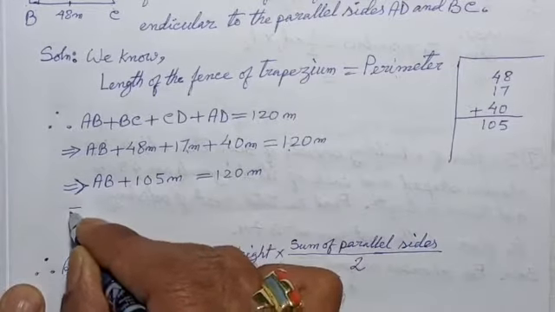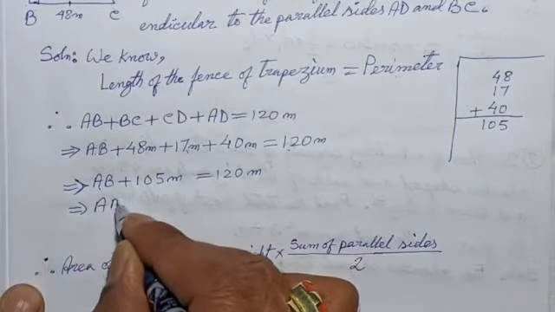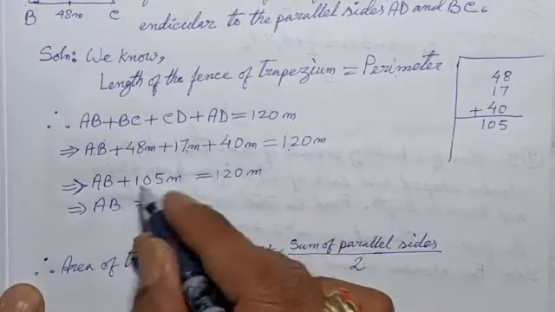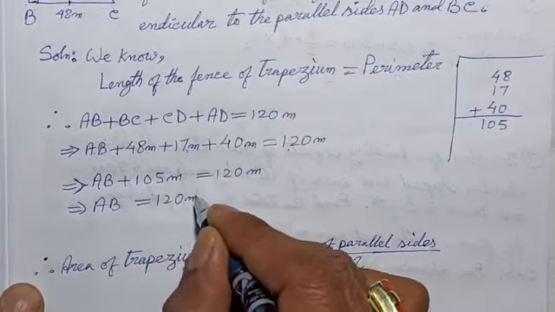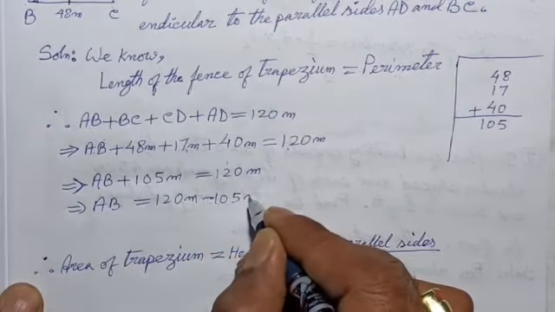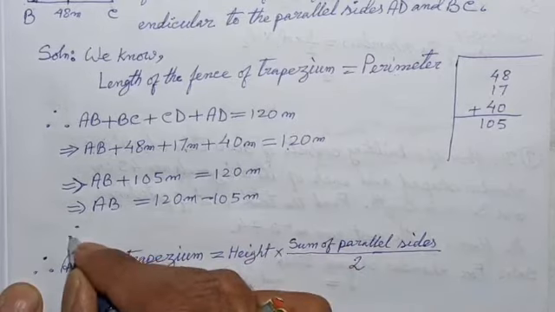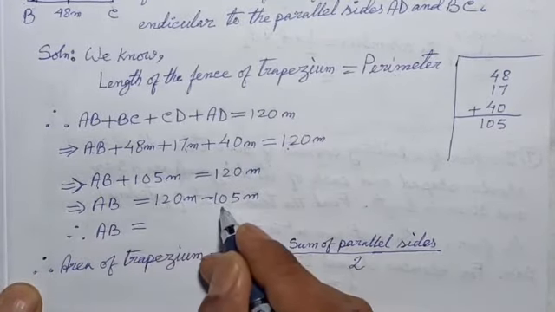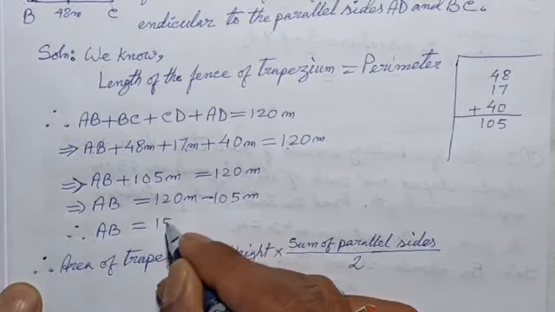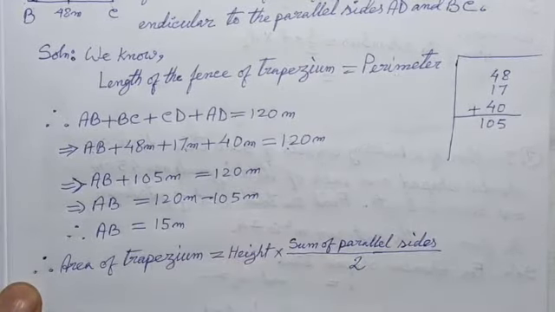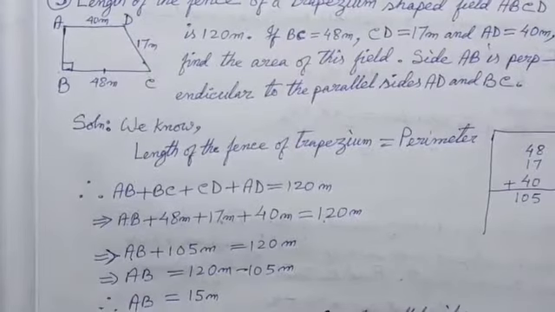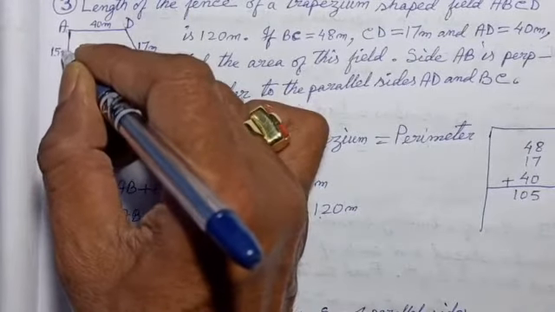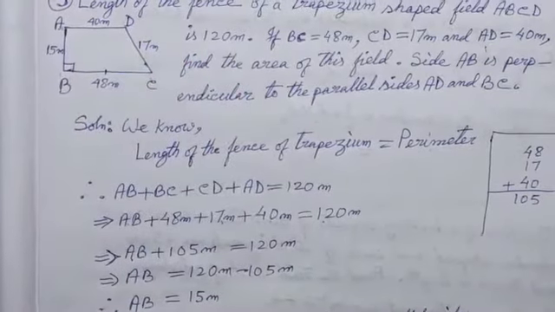Next is AB is equal to, if this plus 105, if we are transposing to the other side, plus sign will be changed to minus. So 120 meter minus 105 meter. Therefore AB is equal to, from this 120, if we subtract this 105, then we are getting 15 meter. So the length of AB is 15 meter.